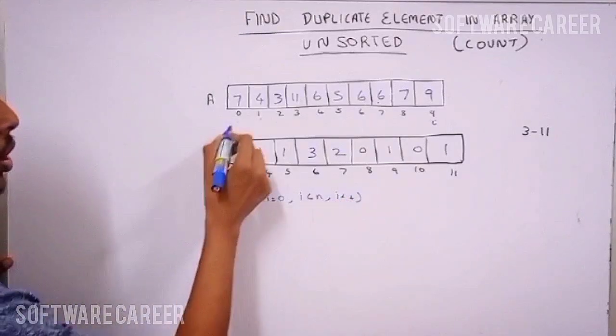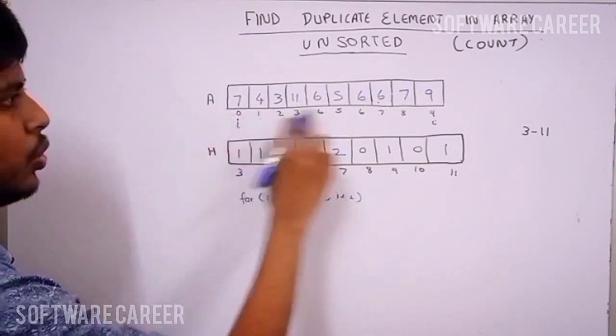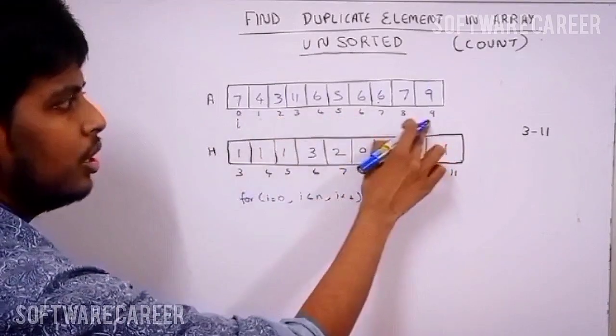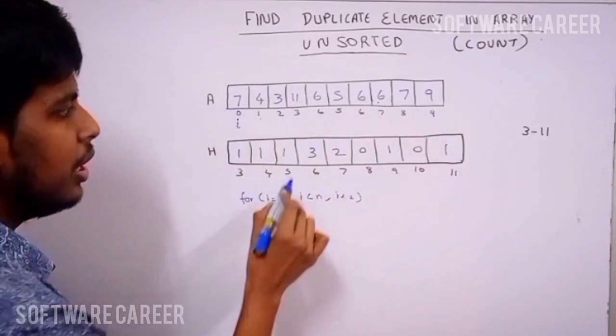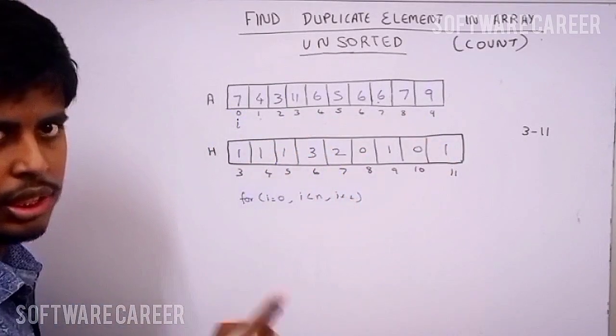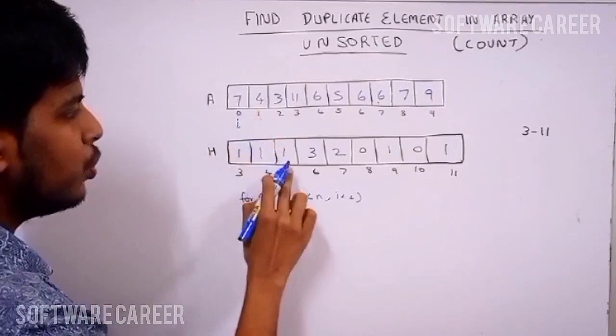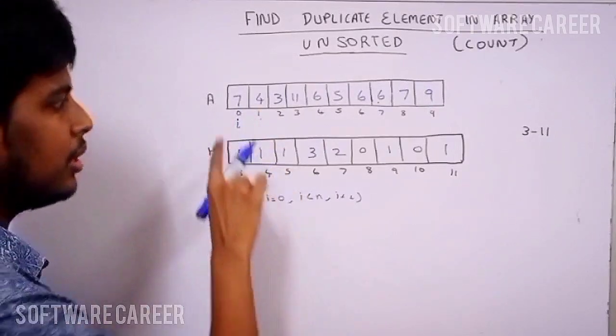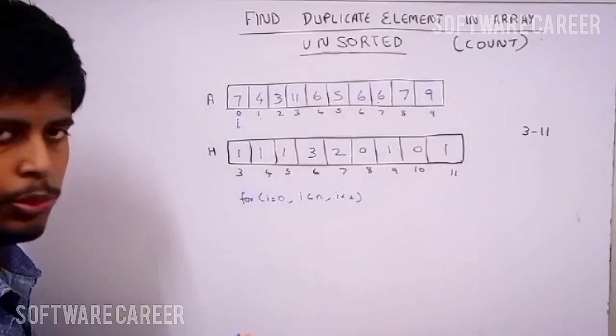This i loop is for traveling from 0 to 9th index of the array. For writing, suppose 7 is there, it means at the 7th index I am marking 1, increasing one value. Then 4 means at the 4th index I am increasing one value. Like that I am traveling here. For that this loop is there.